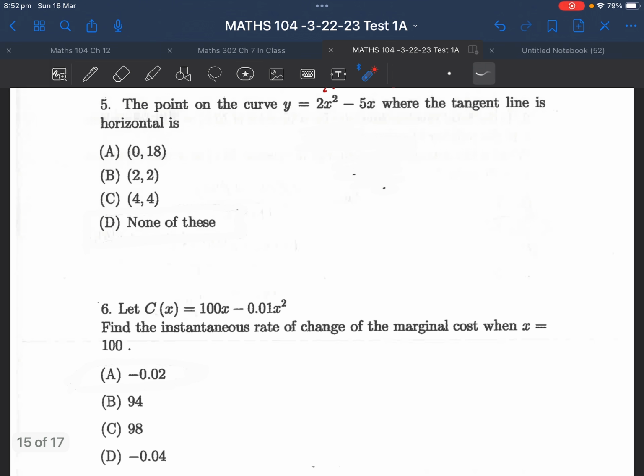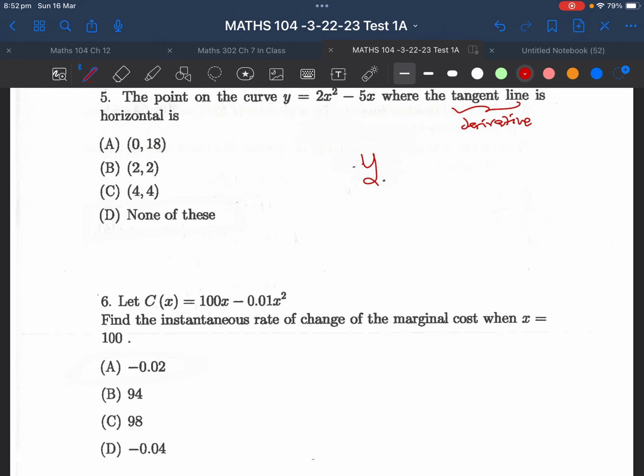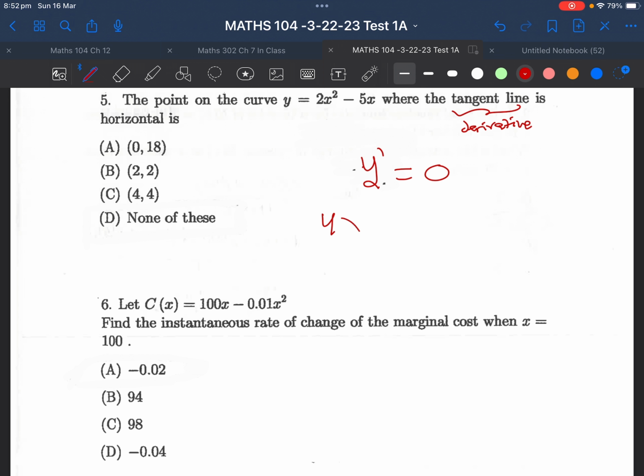Question number 5, we need to find the point on this curve where the tangent line is horizontal. Remember, what is the tangent line? Tangent line is horizontal, which means the derivative or the slope is equal to 0. Because it's horizontal, the slope is 0. Now, what's the derivative? Derivative of this function is easy. It is 4x minus 5 equal to 0. So x equals 5 over 4. However, none of those answers have x equal to 5 over 4, so I will go with none of these.